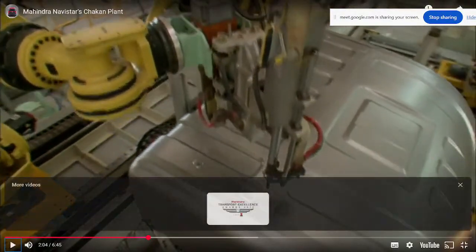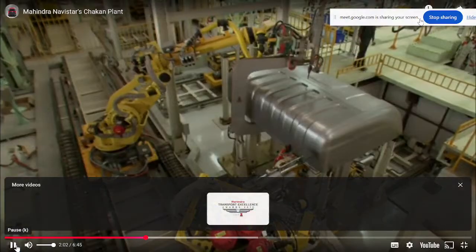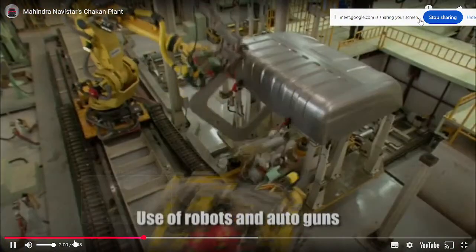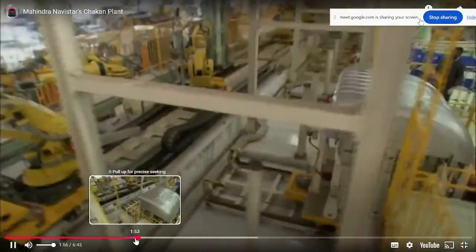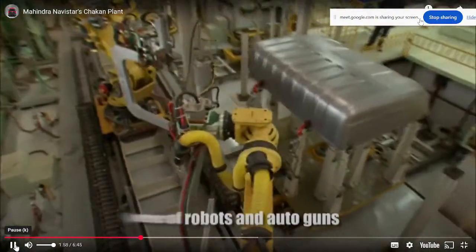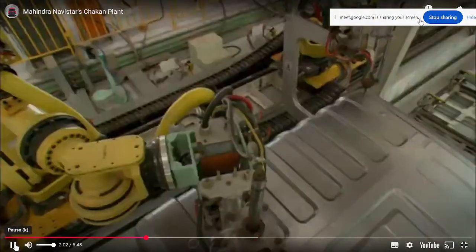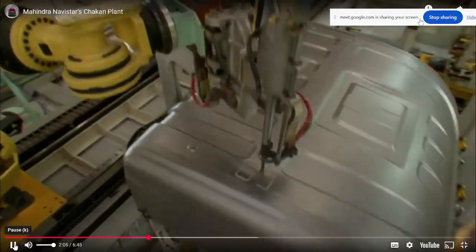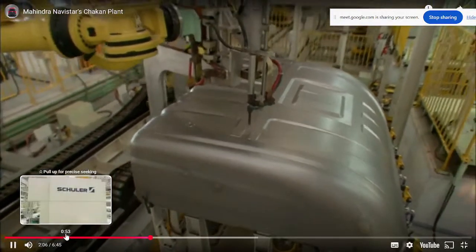Okay, before continuing, just focus on what happened a few seconds before. Actually, that unit is coming to that particular point, correct? And the robots and auto guns are automatically fixing everything. Okay. And can you please notice that the unit is not moving during the fixing time? When the robots and auto guns are working, the unit is not moving. The unit is staying at one point. Okay. So the belt is designed in such a way.